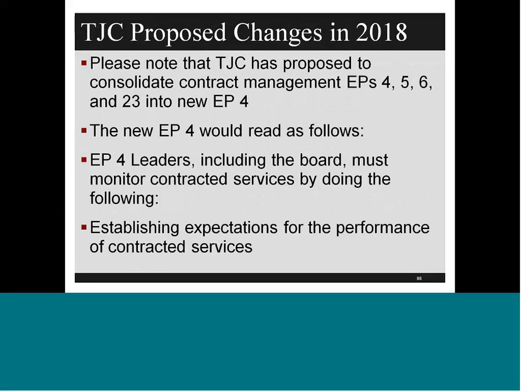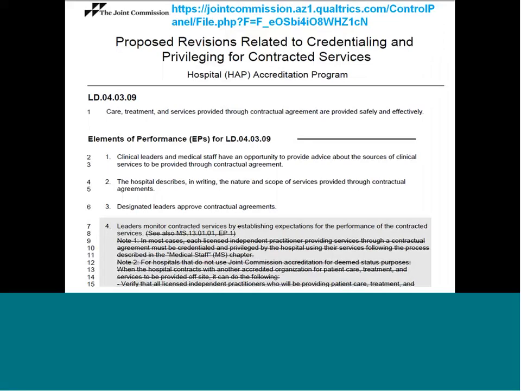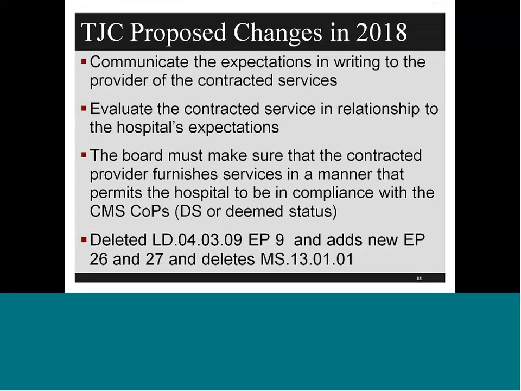And then I mentioned that Joint Commission is going to consolidate contract management. They're going to take 4 elements of performance and put them into a new element of performance number 4, which the new one, at least the proposal, would mean that leaders, including the board, have to monitor contracts by doing the following: setting expectations. This is the website if you want to go take a look at it. Again, you would communicate the expectations in writing, evaluate the contract services in relationship to what we expected to get done. The board has to make sure that they're all done.